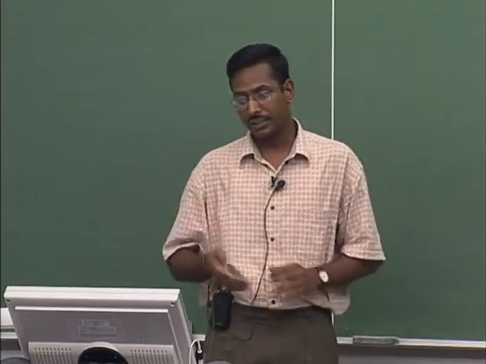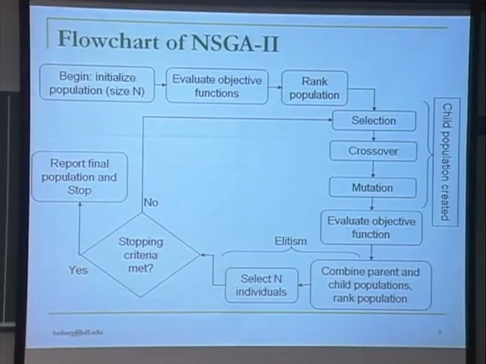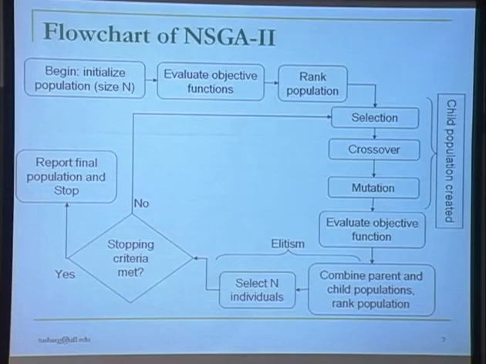Let's consider this as a flowchart of NSGA-II. We start with a population of size n. We initialize it, compute the objective functions, and if we have constraints, we handle those. Then we rank the population. Now we use this rank to do the selection. Now I have selected the solutions for mating that will go to the crossover pool. Then I do the crossover and mutation. After that, I get another set of solutions. That is my child population, actually an intermediate child population.